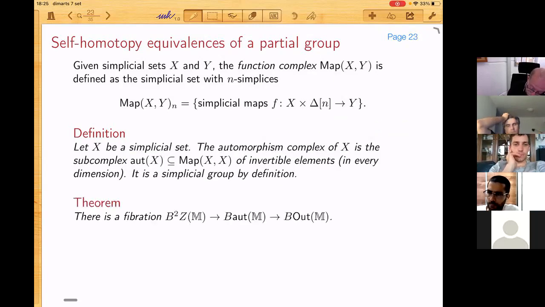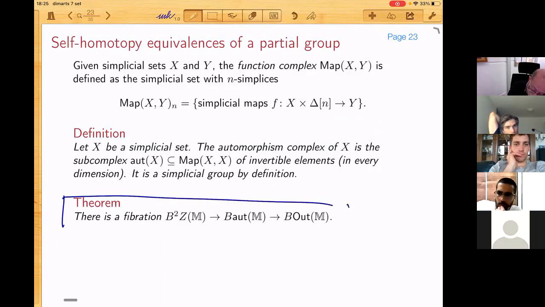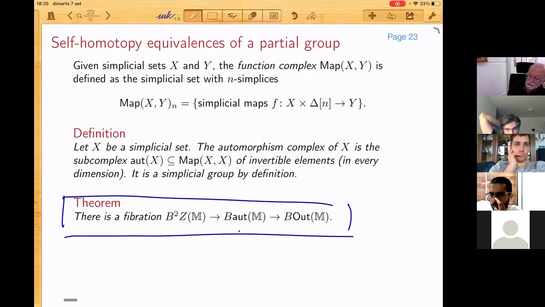Well, the point is that then we have this result that describes this topological group of automorphisms of our partial group, right? So its classifying space fits in this fibration, where we have as fundamental group the outer automorphisms of the partial group, and the second homotopy group is the center of M, right? And this is really the same as what happens for finite groups, you know, or for topological groups. Well, so discrete groups, right? So we get exactly the same description.